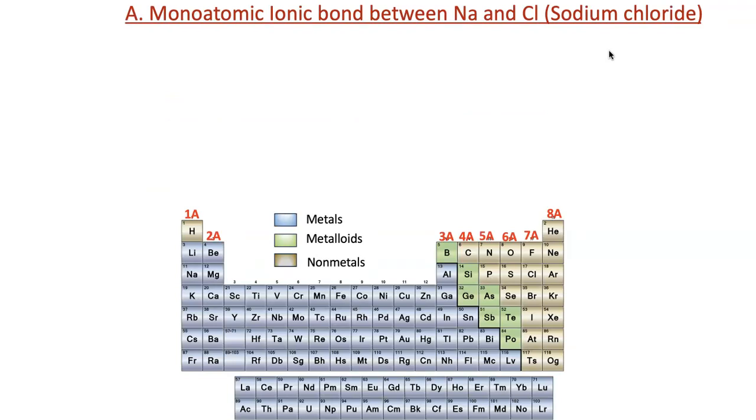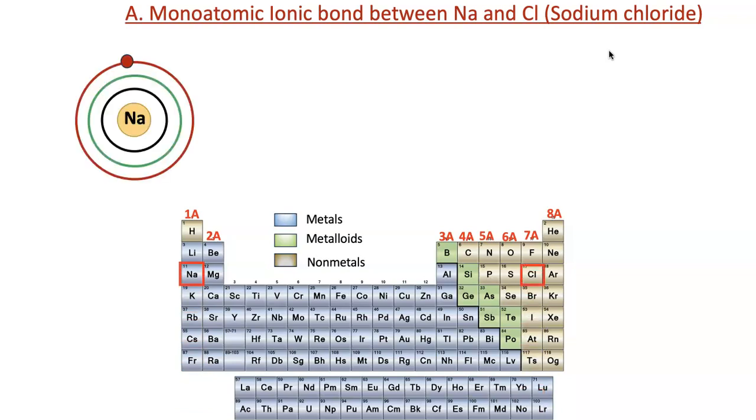So let's look at the ionic bond formation between sodium and chlorine. Here's a periodic table with the metals and the nonmetals. So here is sodium and here is chlorine. And this is what the sodium atom looks like. It's in row 3 of the periodic table, N equals 3 shell. So it has 3 shells. The valence shell is 3, and since it's in group 1, it has 1 valence electron.